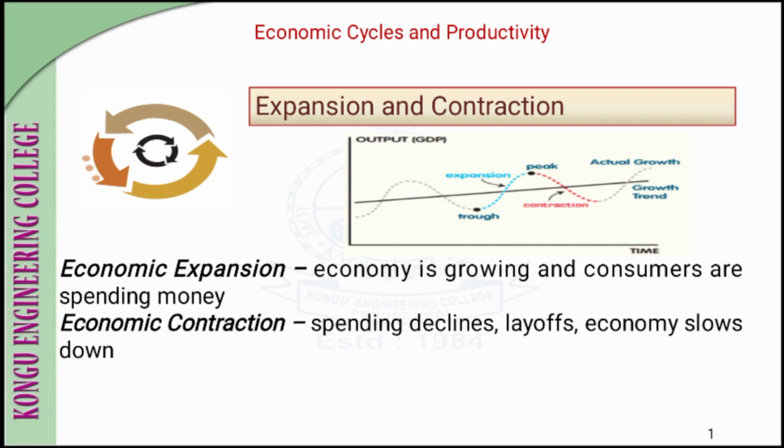Initially it keeps growing and consumers spend until it reaches the peak. After the peak, the economy may slow down for a particular time, and then the growth will go up again. It depends upon GDP, inflation, and layoffs. So different parameters determine the economic cycle.